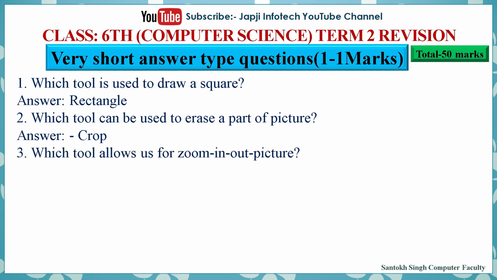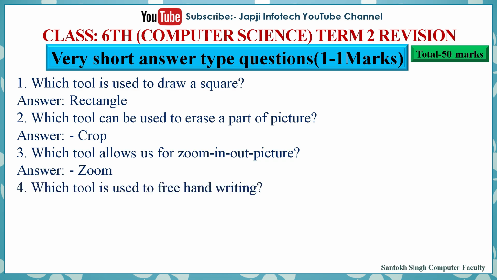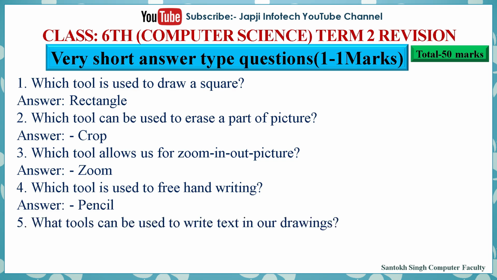And third one is which tool allows us for zoom in out picture? And the right answer is zoom tool allows us for zoom in and zoom out of a picture. And the fourth one is which tool is used to freehand writing? And the right answer is pencil tool is used to freehand writing. So fifth question is what tool can we use to write text in our drawing? And the right answer is text tool.